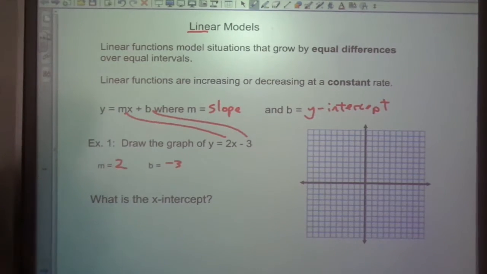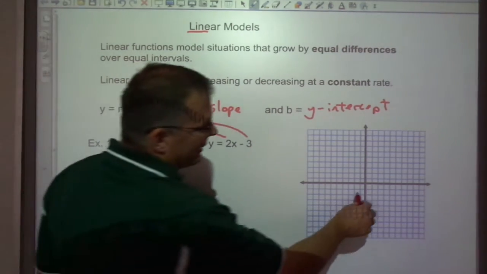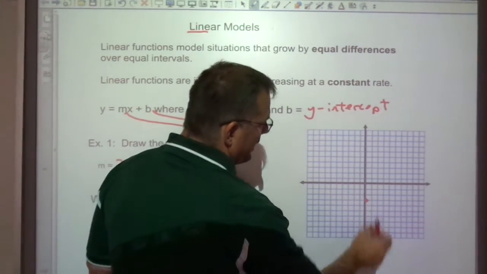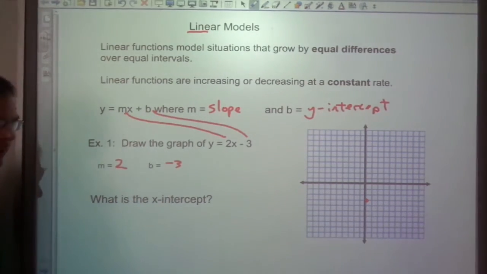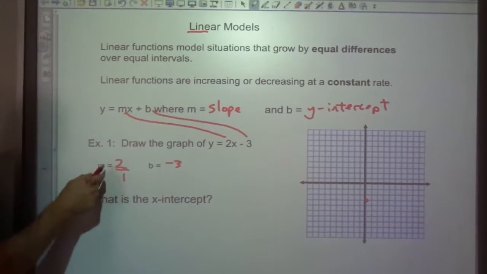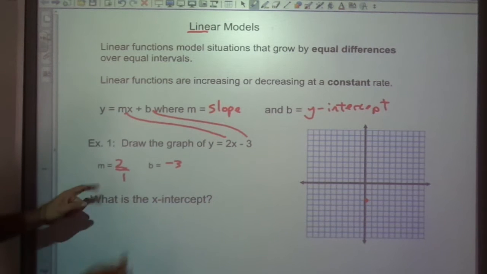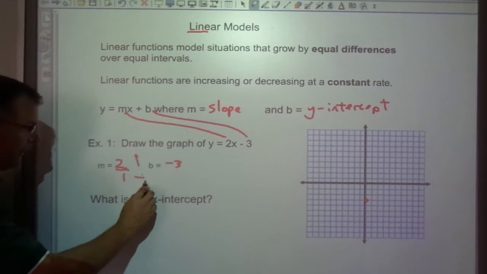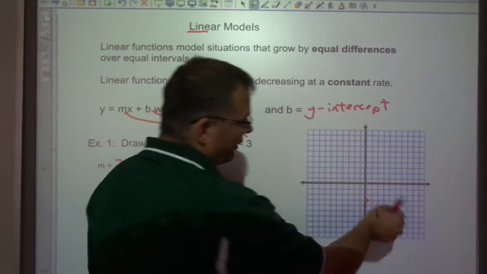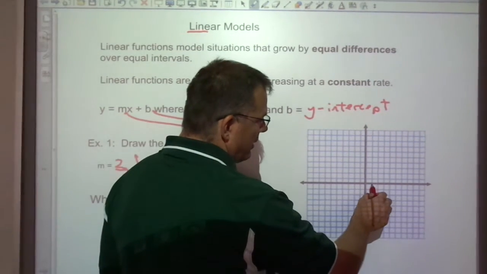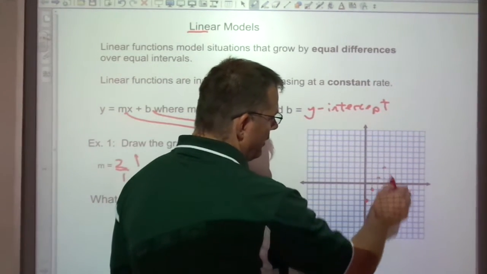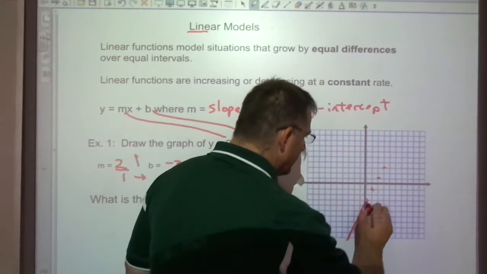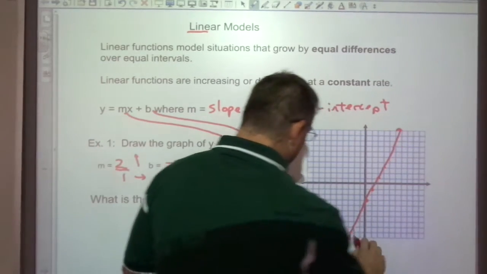So remember how to graph this. We would start at negative 3. That's where it crosses the y-axis. And the slope is 2. We would represent it as a fraction. 2 is the same as 2 over 1. So it's going up 2 for every 1 that it goes to the right. So starting here, it goes up 2 over 1, up 2 over 1, up 2 over 1, and so on and so forth. And here I can draw to connect my line.